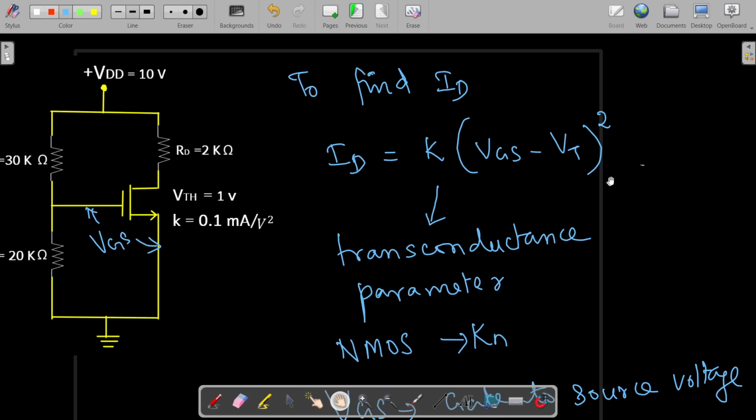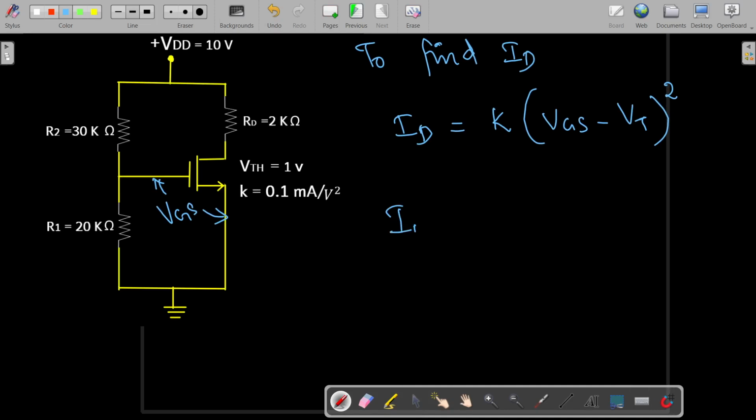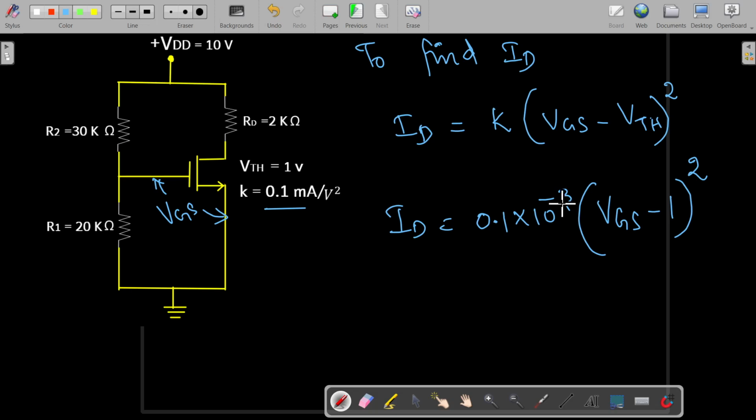Once you know these parameters, we can substitute all these things. To find ID, this K value is given here itself. It is 0.1 milliamps per volt square, so we can write it as 0.1 into 10 power minus 3. Then VGS is not known to us, we need to find it out, minus VT or VTH, which is given as 1 volt, the whole square. If you know this VGS, then only you can calculate this ID. So how to calculate this VGS?